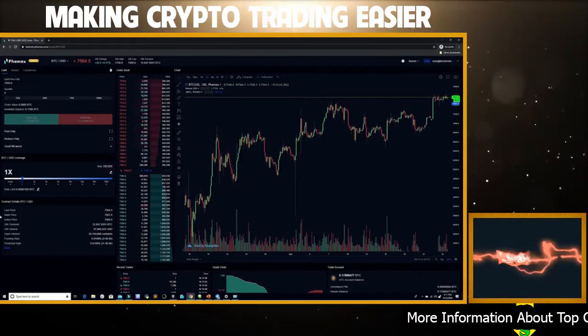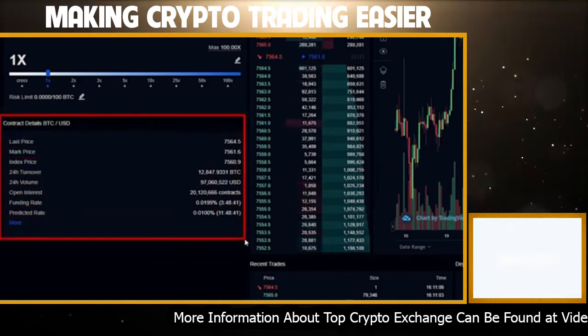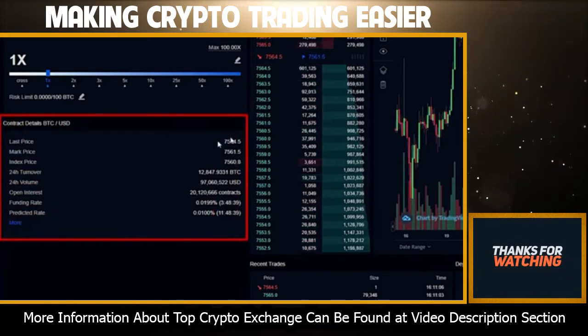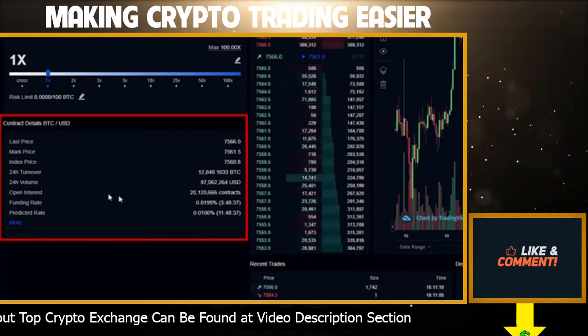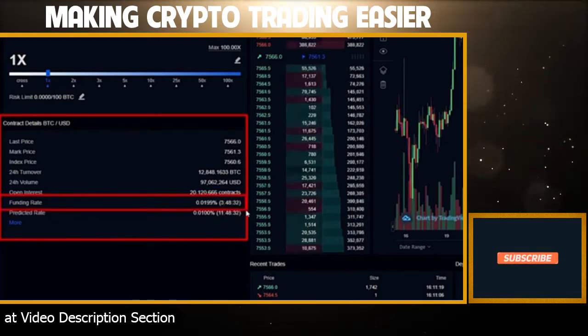All right, so in this short video, we're going to be talking about the funding rate. You can locate the funding rate at all times within the contract details box, on the lower left-hand corner of the screen. You'll see that right now the funding rate is positive and it's slightly under 2 basis points.